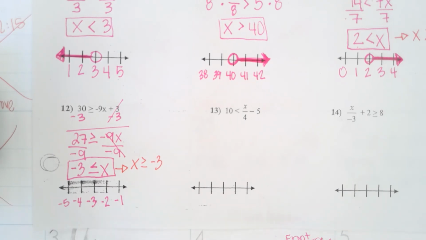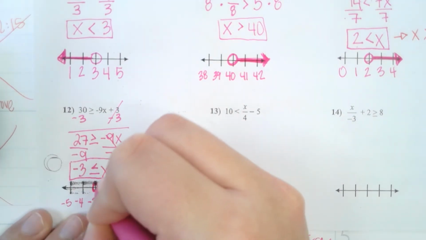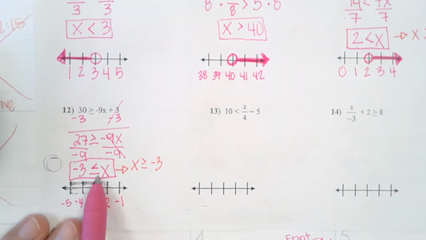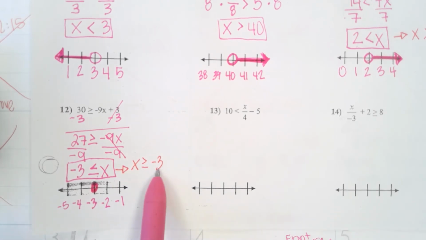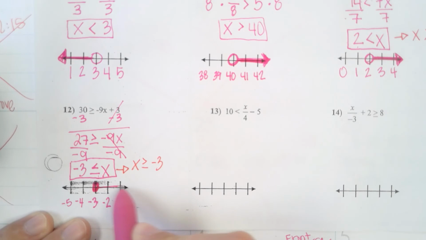All right, so you should have had a closed circle because there is that equal to line there. So it should be closed. And then if you want all numbers greater than or equal to -3, all numbers greater than -3 are to the right.